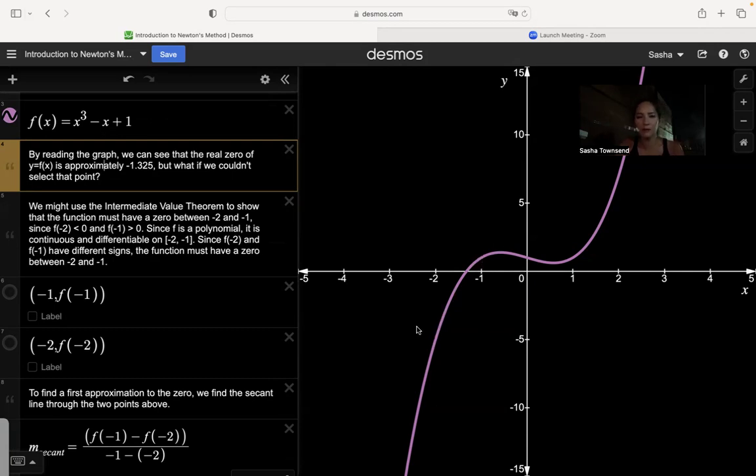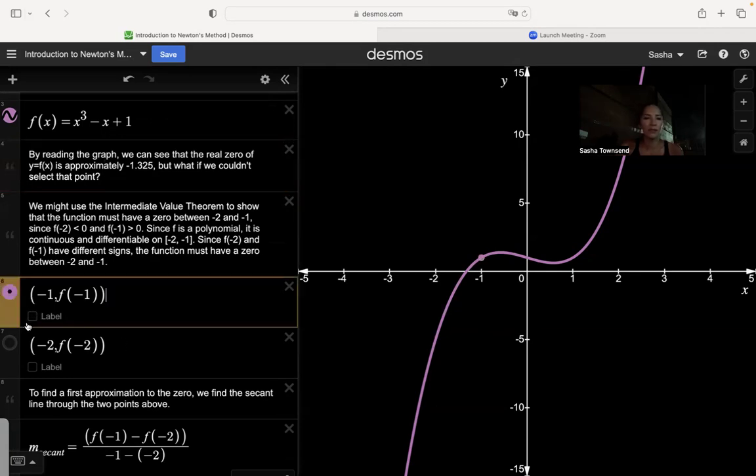Even if we didn't know what the graph looked like, if we know what f of -2 is and we know what f of -1 is, and we can find that out relatively quickly by plotting those points. Let's say the y value at -2 is -5. The y value at x equals -1 is +1. So the y values are changing from a negative value to a positive value.